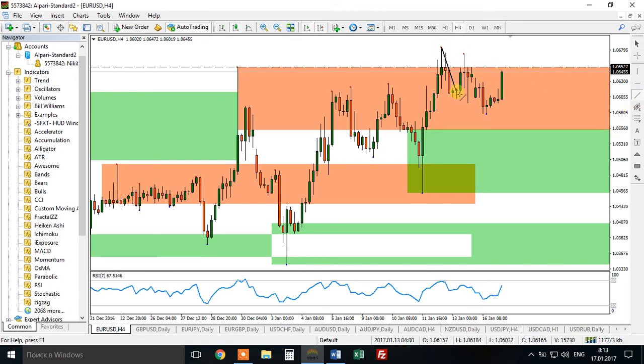And what I want you to pay attention to is the break of this double top's neckline. This is a neckline, I call it neckline. You see this neckline acted as support. It previously acted as resistance, and now it acted as support. So we have a break of that level. This is a reversal pattern called 2618.